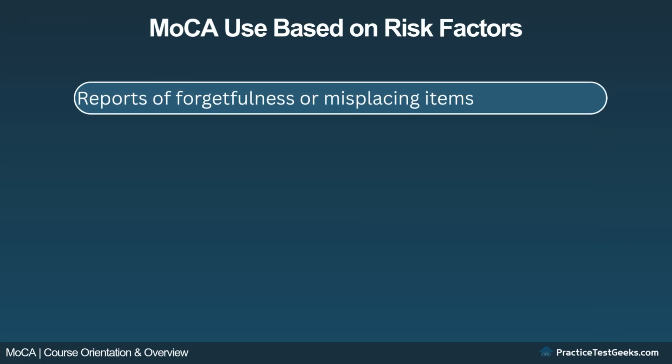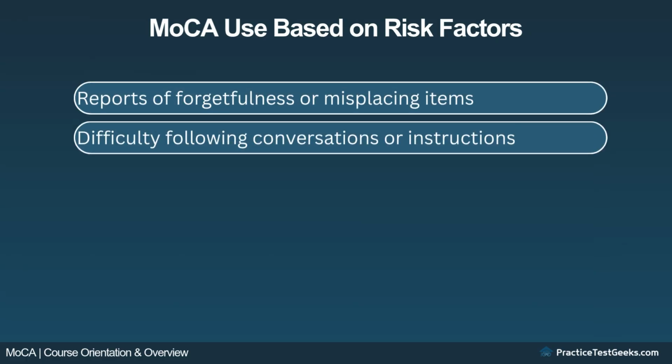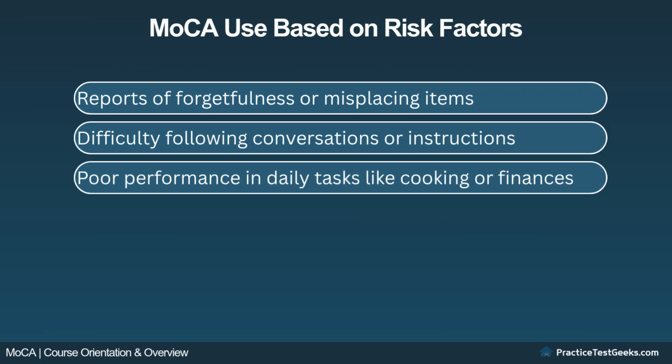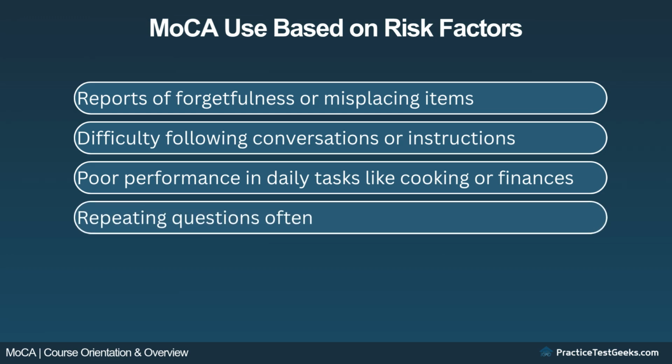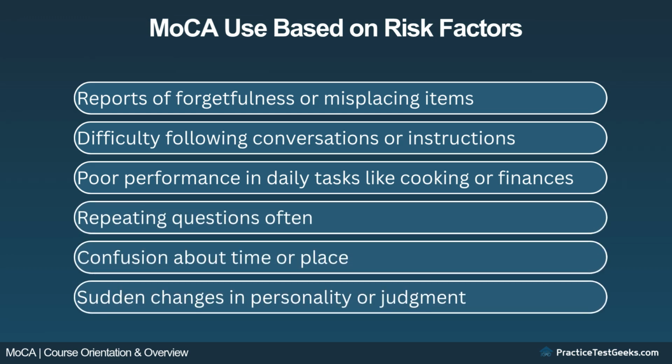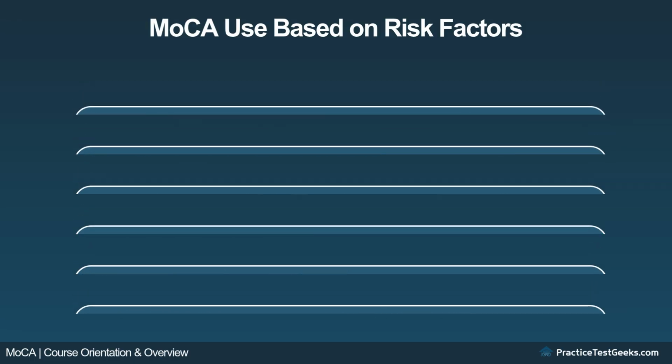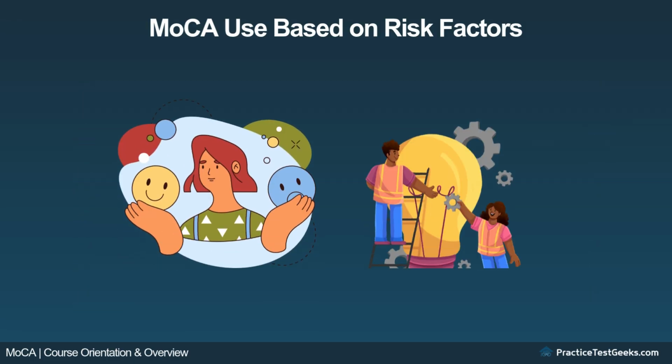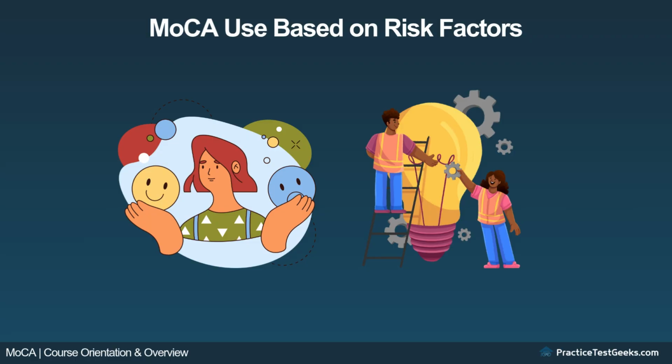Reports of forgetfulness or misplacing items, difficulty following conversations or instructions, poor performance in daily tasks like cooking or finances, repeating questions often, confusion about time or place, sudden changes in personality or judgment. Even subtle signs, if consistent, can warrant testing. A MoCA should be considered whenever cognitive changes affect daily living, even without a formal diagnosis.